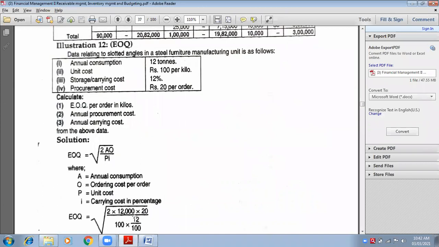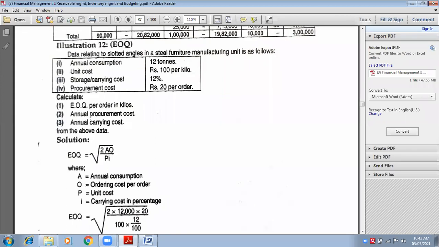See this. Data relating to steel angles in a steel furniture manufacturing unit is as follows. Now annual consumption is given, but it is in the form of tons. Now unit cost is rupees 100 per kilogram. Very confusing. This is per kilogram, means kg, no? Now here it is per kilogram and annual consumption is given per ton. Two different units are given.